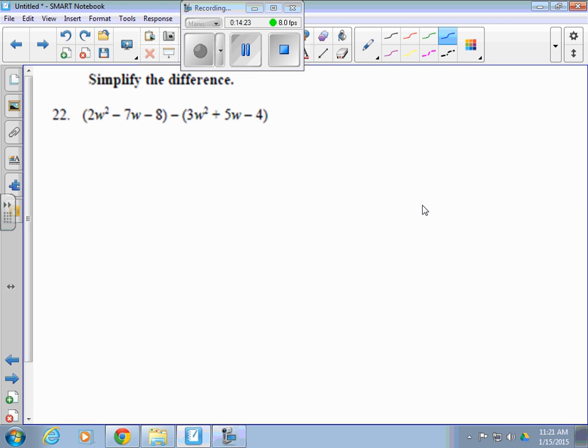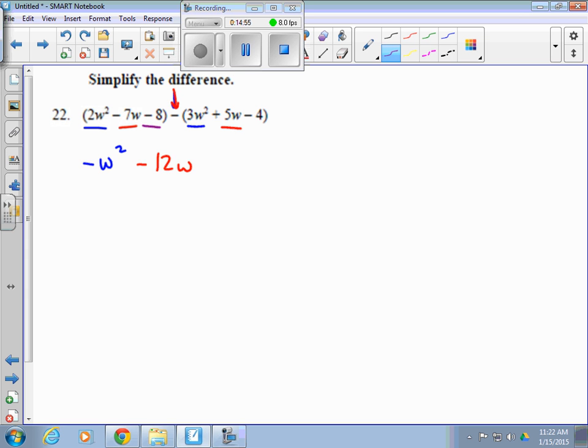Simplifying the difference: 2w squared minus 7w minus 8 minus 3w squared plus 5w minus 4. We're subtracting right here. 2w squared minus 3w squared. Remember, you can only add and subtract like terms. They have to have the same variable raised to the same exponent. 2 minus 3 is negative 1w squared. Negative 7w minus, again, positive 5w. So negative 7 minus 5 is negative 12w to the first power.